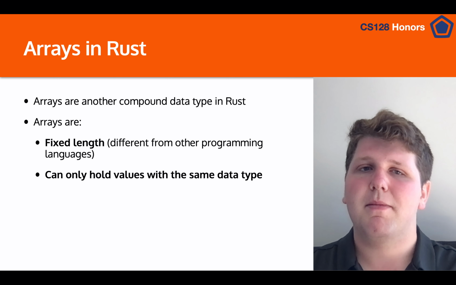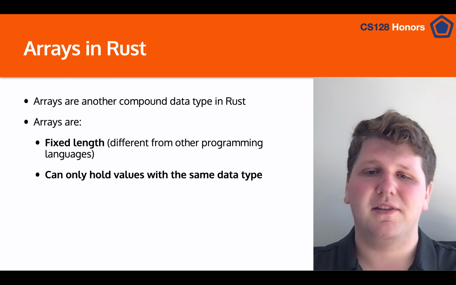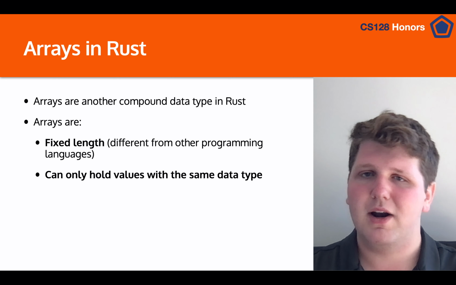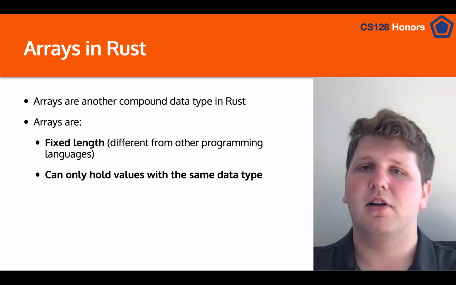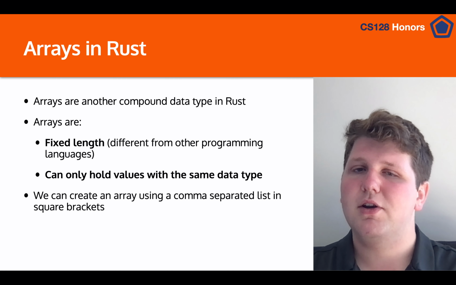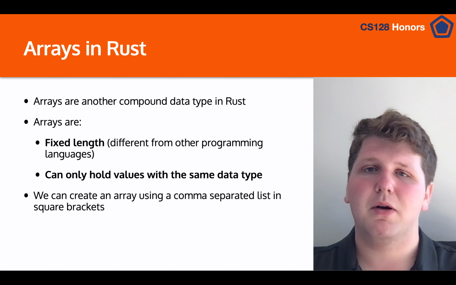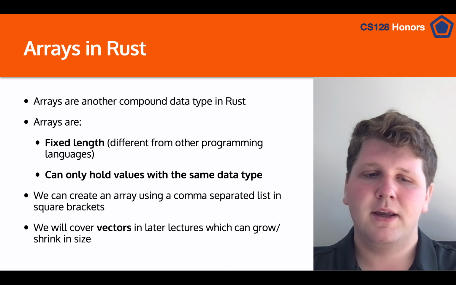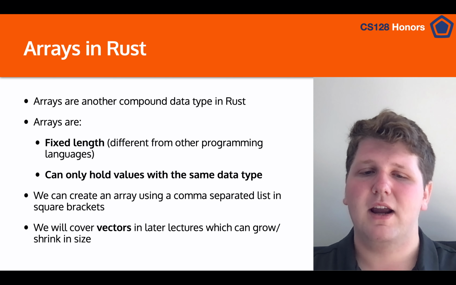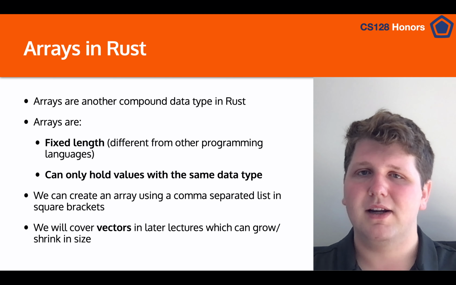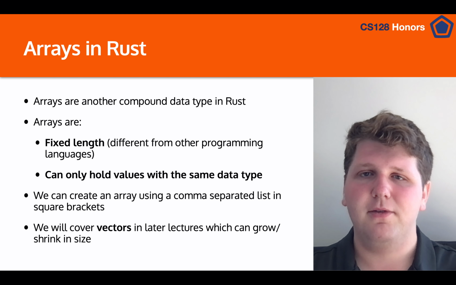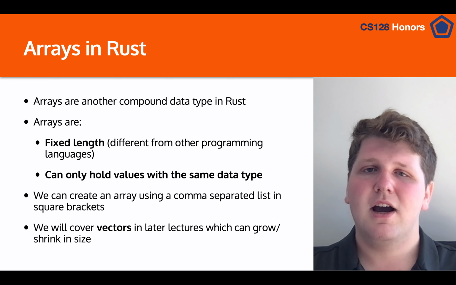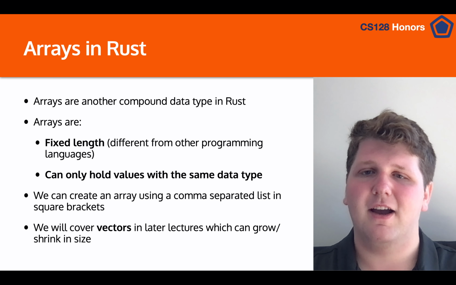The other unique part about arrays is that they can only hold values of the same data type. So you can only hold all ints or all chars or all whatever, but it must be the same type across the entire array. We create arrays by using comma separated lists in square brackets, just like we do with tuples, except instead of parentheses, it's now brackets. Finally, we'll cover vectors in later lectures, which can grow and shrink in size. You might see this in C++ first, but basically vectors are C++ and Rust's way of having arrays that can grow and shrink in size.